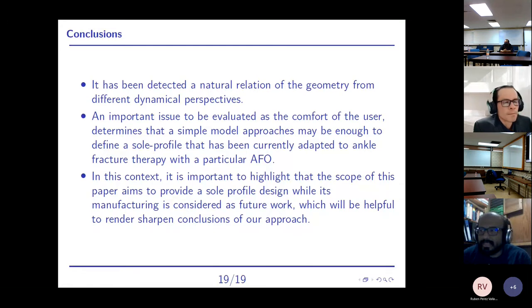So this kind of study is part of a bigger project in order to construct this kind of orthosis, in order to give these users the possibility to do their normal life, although they have a fractured ankle. So this is my topic, and I hope there are some questions.